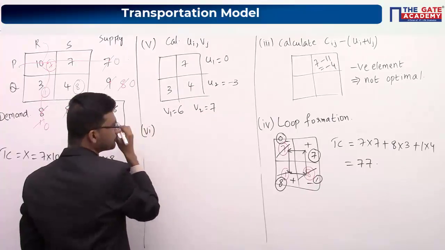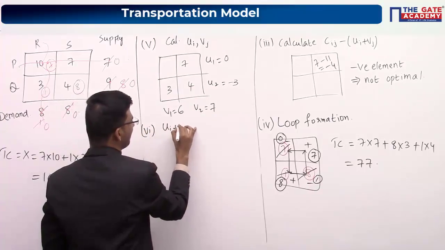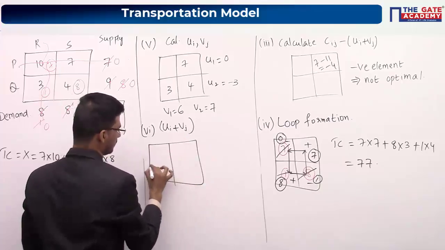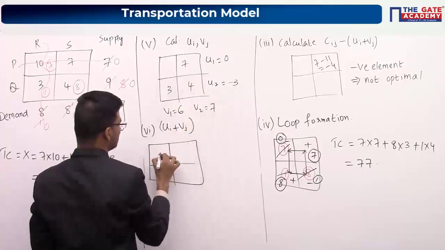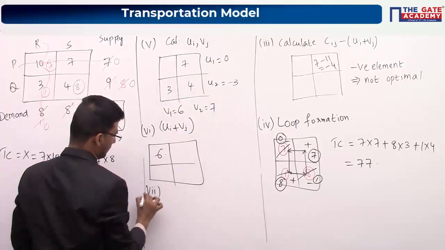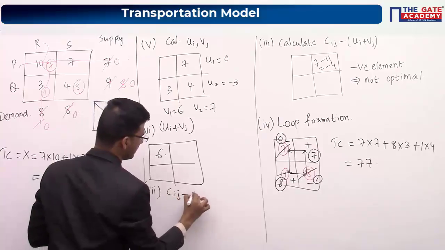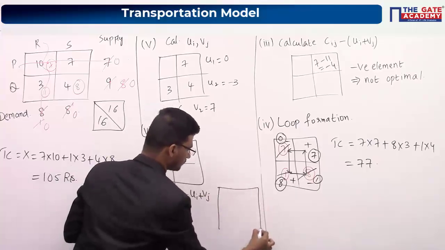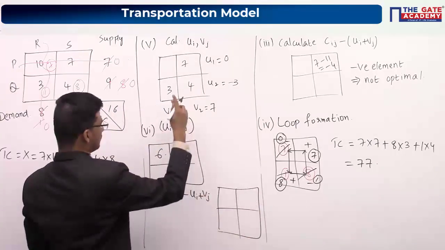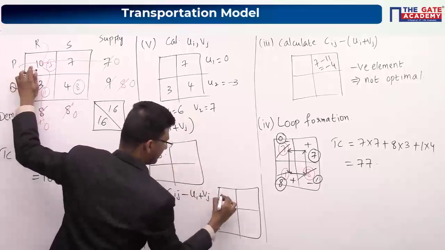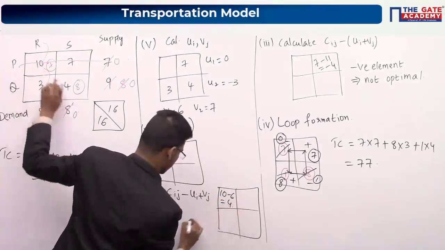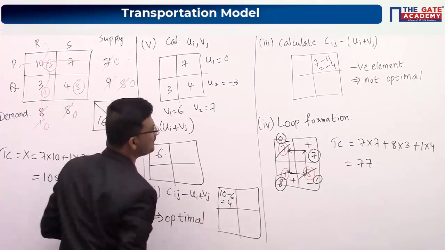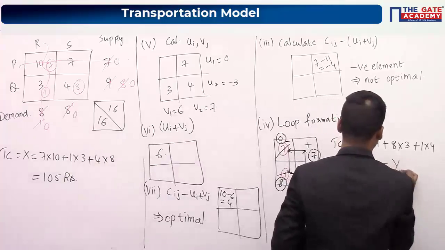You have to calculate ui plus vj values for the non-allocated cells. We have only one non-allocated cell, which is this one. So it is 6. What about the next step? You have to calculate Cij minus (ui plus vj). So what is the Cij value corresponding to this? 10. 10 minus 6, which is 4. So this implies optimal. Now we can say that this is your optimal solution and this is your y value.